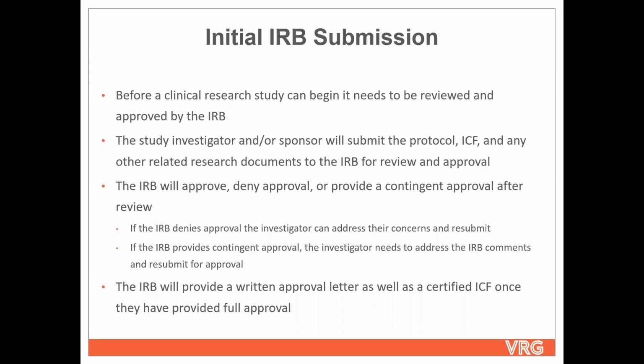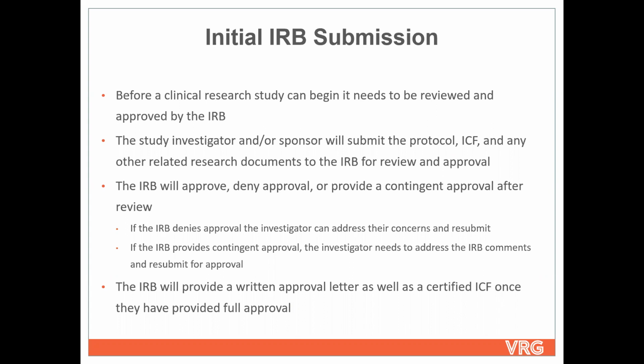So before a research study can begin, it needs to be reviewed and approved by the IRB. So this is what we call the initial IRB submission. At this point, the study investigator or the local clinical site or sponsor, depending on the study, will submit the protocol, the informed consent, and any other research-related documents to the IRB for review and approval. At this point, the IRB will review the documents and they will then either approve the study, so you're ready to go, or they may deny approval or provide what we call a contingent approval after review.